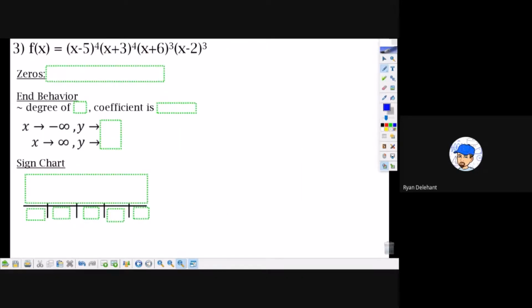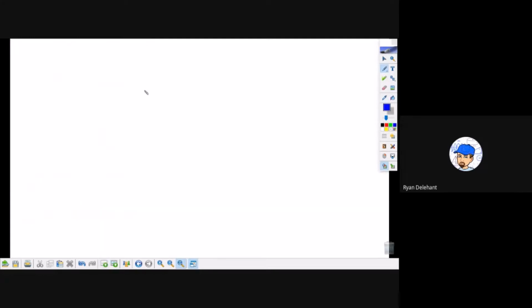That one looked more intimidating? Only this one looks more intimidating because of the powers, okay? Let's talk about what powers mean real fast before we do this one. What does 3 to the 3rd mean? Now, what's the answer, but what does it mean? It means 3 times 3 times 3, right? So therefore, what does x to the 3rd mean?